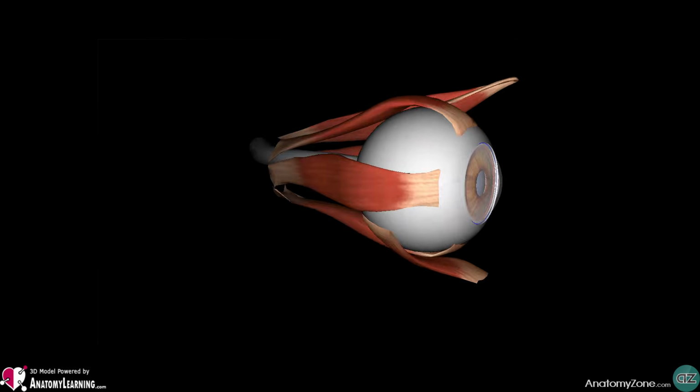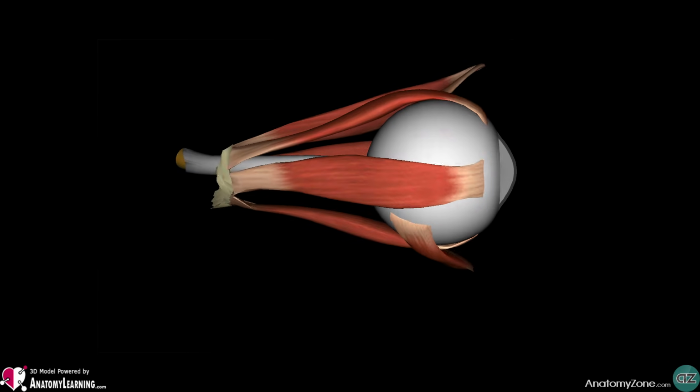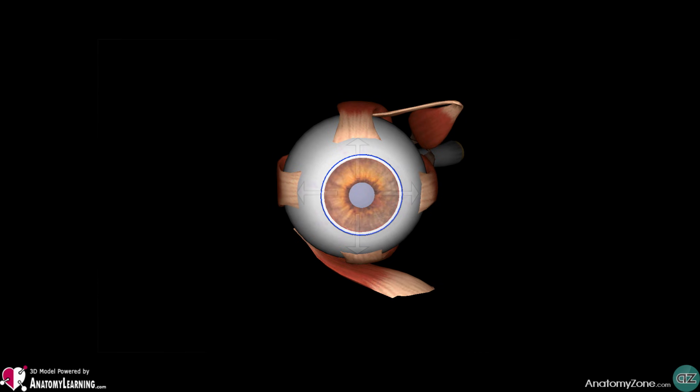These muscles characteristically originate from the common tendinous ring, also known as the annulus of Zinn. This is a ring of fibrous tissue which surrounds the optic canal at the back of the orbit. From their origin, the muscles pass anteriorly to attach to the sclera of the eyeball. The name recti is derived from the Latin word which means straight. This represents the fact that the recti muscles have a direct path from origin to attachment. This is in contrast with the oblique eye muscles, which have an angular approach to the eyeball.